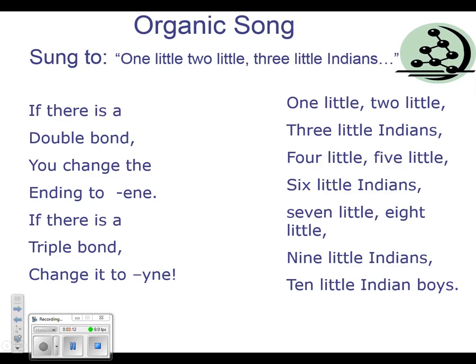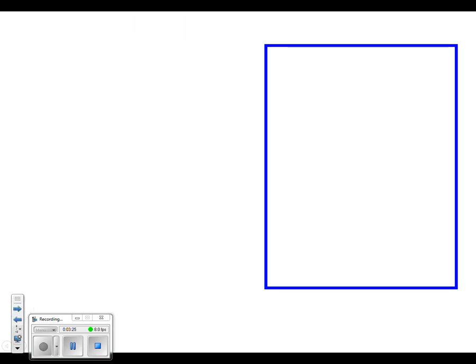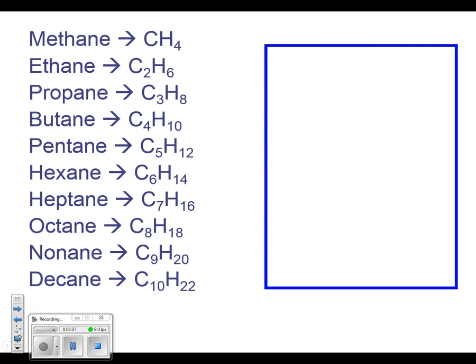Okay, so those are the basic ones that you need to know. Methane, ethane, propane, butane, pentane, hexane, heptane, octane, nonane, and decane. If you know those, you can basically name anything in organic compounds. That's what the number means: how many carbons there are.